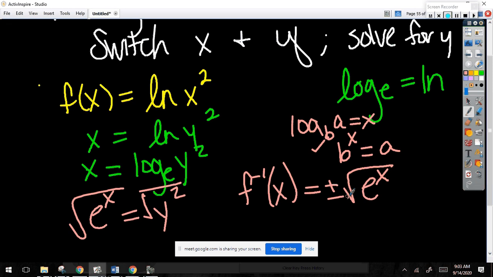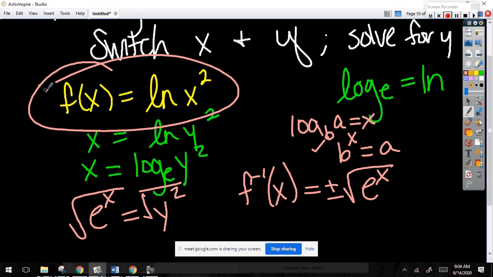Do you think that f of x is 1-to-1? Is f of x 1-to-1? I know f of x is a function because it's defined as a function. Okay, Zach says no. Why? I don't remember. Let's graph it and see.